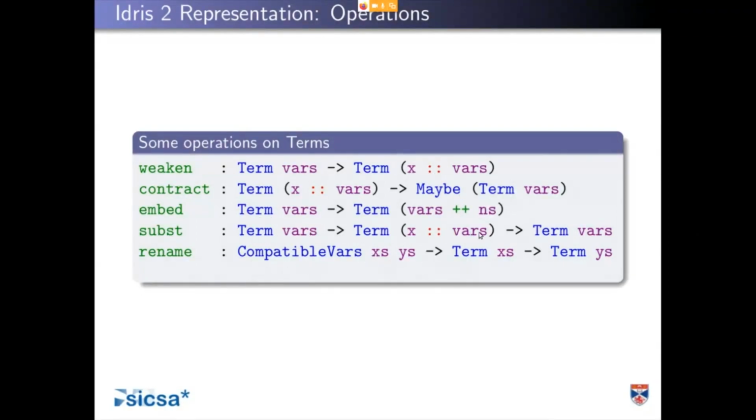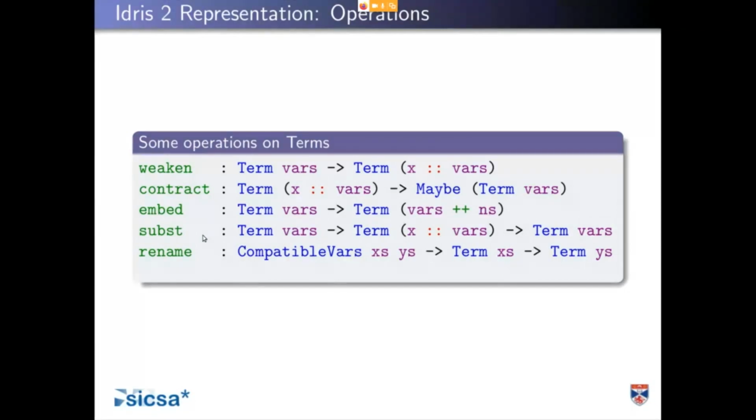Substitution, given some argument and some scope, will replace every occurrence of x with this argument in the scope. So it's kind of like contract, except when we encounter x, we replace it with this term rather than giving up. Rename is if we have two lists of variables that are compatible, which basically means they're the same length, then we can rename everything in one term with the other.